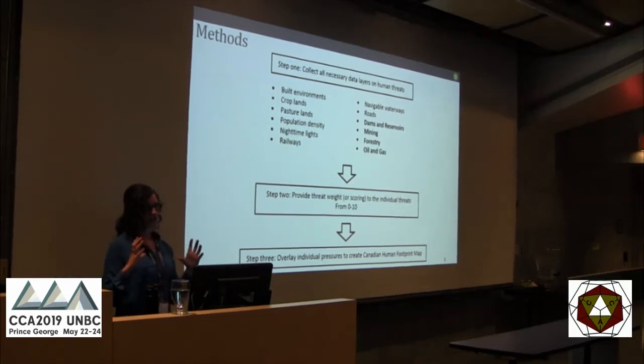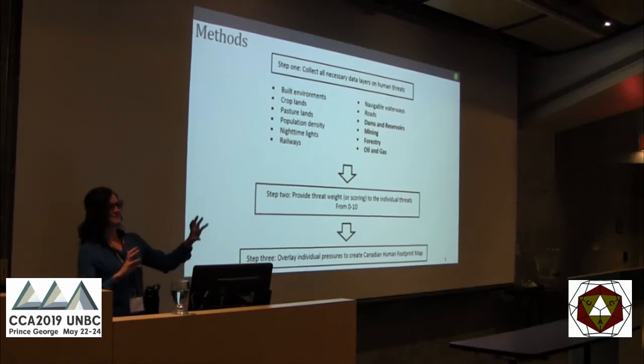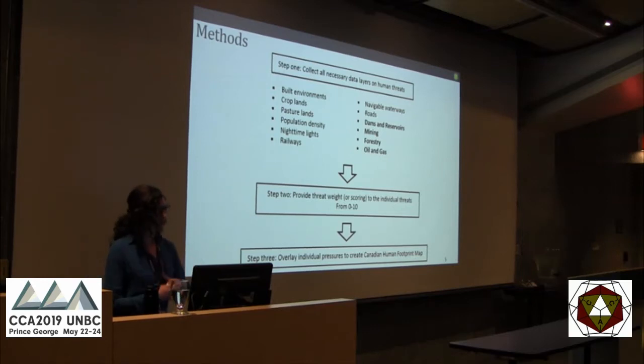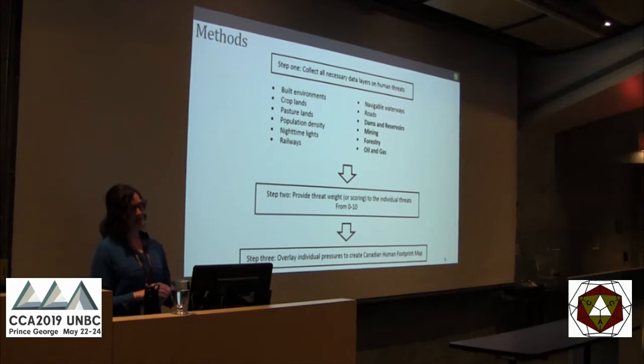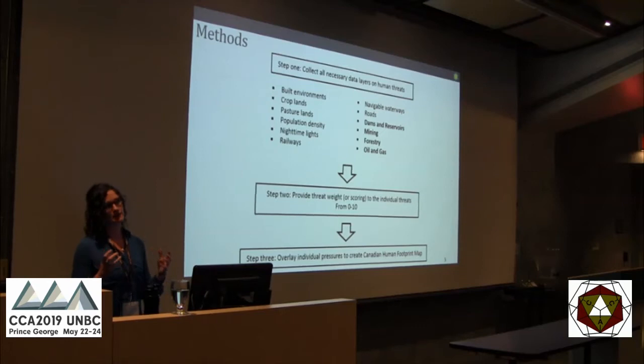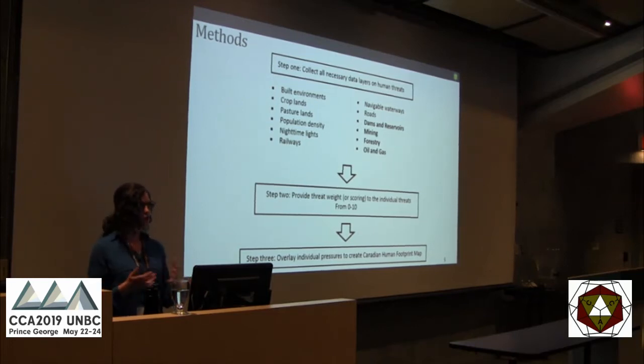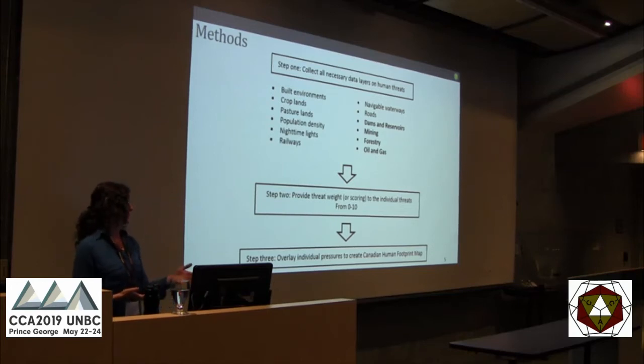So after collecting all of those, and then scaling them and making sure they're all used the same way, same resolution, all of those different things, then you provide a different weight to them or a scoring system. So putting them on a 0 to 10 scale. So for example, built environments. What can be there nature-wise? Not much. So that has a score of 10.